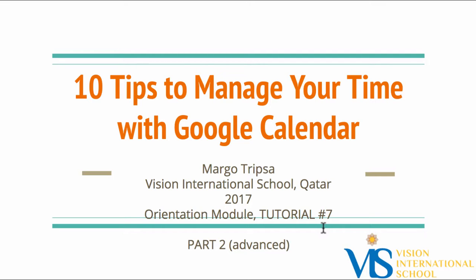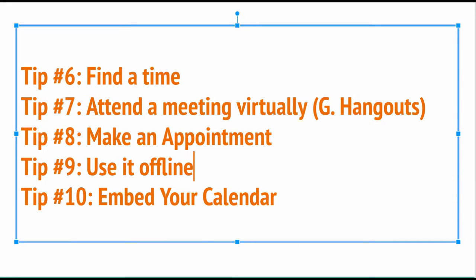If the previous tutorial included the first 5 more basic features of Google Calendar, this second part features the other 5 features which are relatively more advanced. In the second part of the tutorial, I will show you how to find a time when both you and your guests are available, how to attend the meeting virtually, how to make an appointment, how to use Google Calendar offline, and how to embed your calendar.